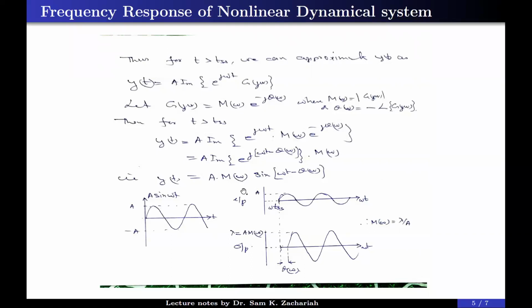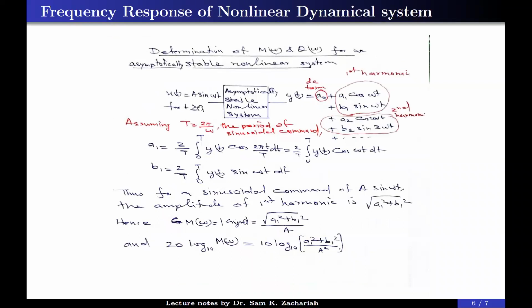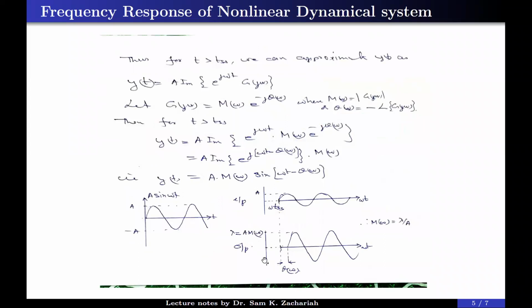Now our purpose is to move to a nonlinear system. Now we are talking about the frequency response of a nonlinear system. So we have to determine M omega and theta omega for an asymptotically stable nonlinear system. That is, given a nonlinear system, if we excite it with a unit impulse command, its output also will go towards zero as t tends to infinity. In such a case, how will we find out the frequency response? The only thing is that the Laplace transform is not applicable here. But the theory we developed is independent of the Laplace transform. It is a pure experimental theory.